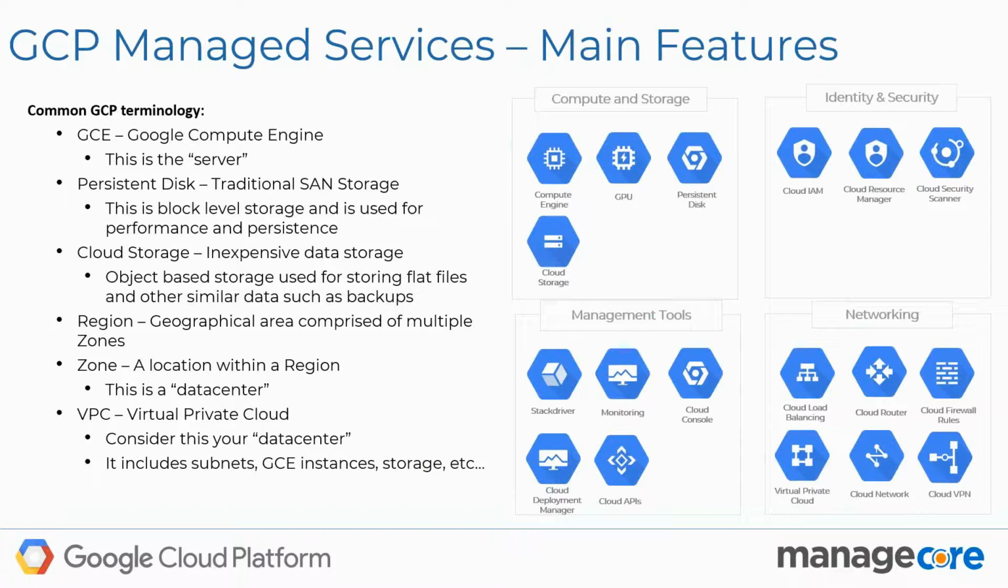Now I'll go into regions and zones in the next slide. However, I just want to mention what they are briefly. A region is a geographical area that's comprised of multiple zones, and a zone is what we consider a data center within that region. And finally, a VPC, which is a virtual private cloud. This is your data center, if you will. Now, these environments within there is what you configure initially, and this VPC will hold your subnets. It'll have your IP address ranges, but it'll also hold your storage, your compute, and anything you deploy within GCP will be under that VPC.